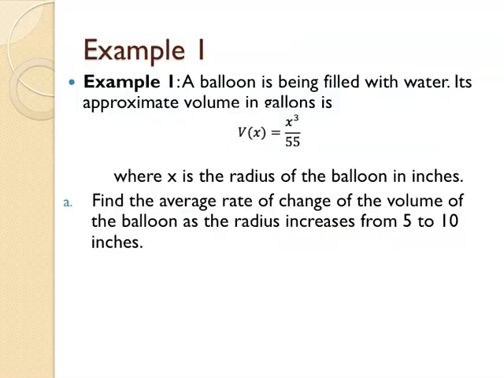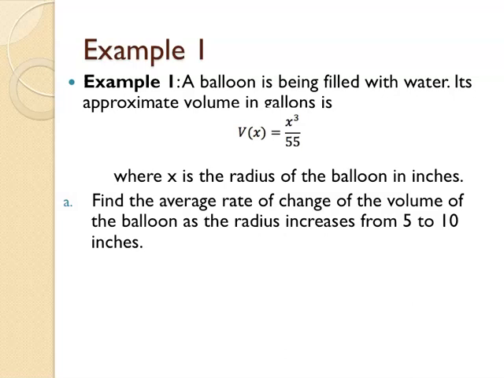Take a look at example 1. We have a balloon being filled with water. Its approximate volume in gallons is v of x equals x cubed over 55, where x is the radius of the balloon in inches. Now clearly here you can tell that the equation is not the equation of a line. Instead, it's a cubic function. Now we want to find out what the average rate of change of the volume is as the radius increases from 5 to 10.